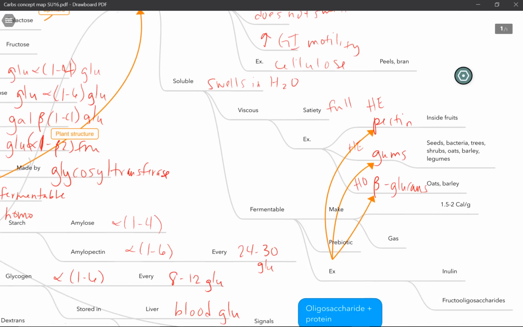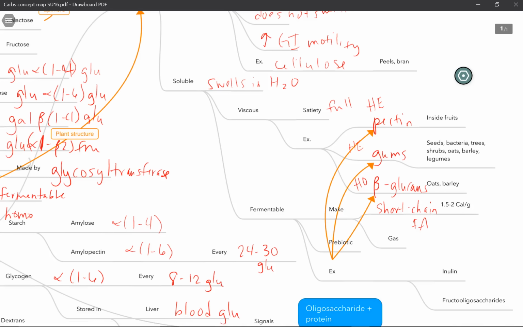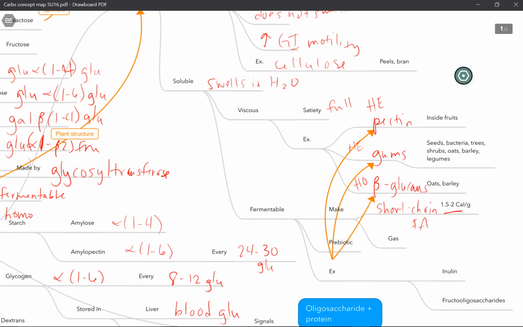So some of these soluble fibers are also fermentable fibers. If we can ferment them, we can turn them into gas and short-chain fatty acids. If we can ferment them into short-chain fatty acids, those fatty acids can be absorbed within the colon, and we can get about 1.5 to 2 calories per gram compared to the 4 calories per gram that we would normally get from starch and glycogen, or 0 calories per gram that we would get from cellulose.